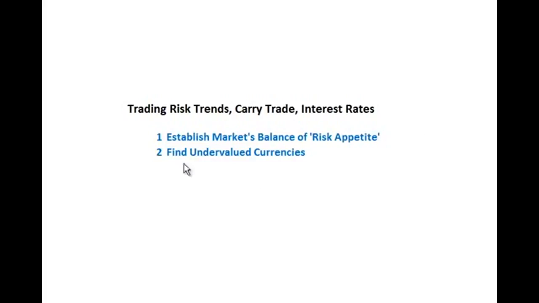Now, two ways we need to look at this. There's two aspects to this approach. One, we need to establish the market's balance of risk appetite. Risk off, risk on. Is there an appetite for yield, or is there more of a concern of volatility and the fear therein? All right. That's the first step. The second step is then to find undervalued currencies, given that scenario. And whether we're talking about undervalued or overvalued very much depends on step number one. All right, so let's take this step by step.